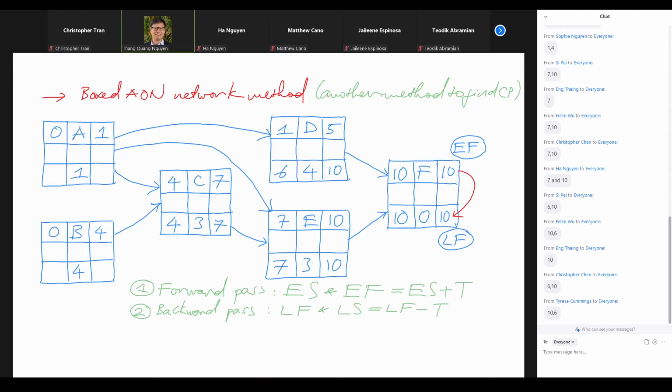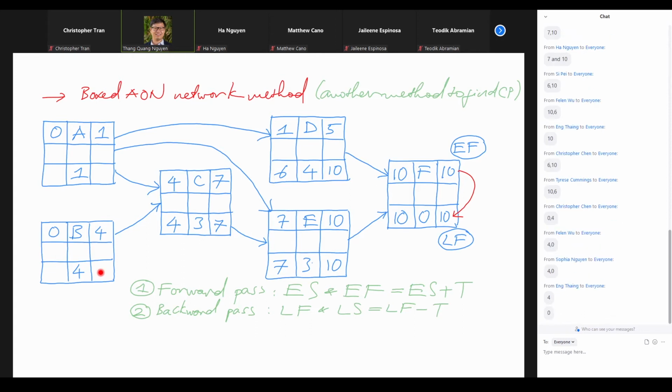And next, we need to find out for B. So what are the two numbers here, right? It is the same logic. Please try that for B. Okay, so Christopher already has the answer. Good. So I believe that everybody else also sees the same, right?